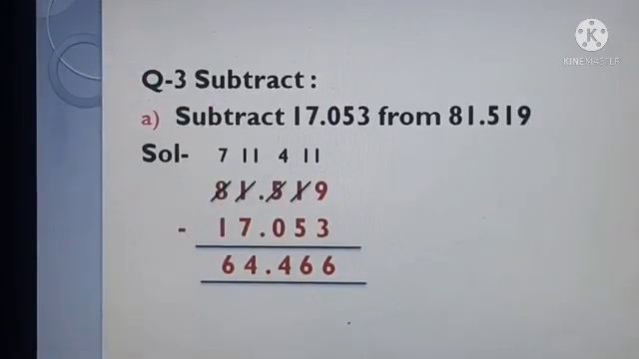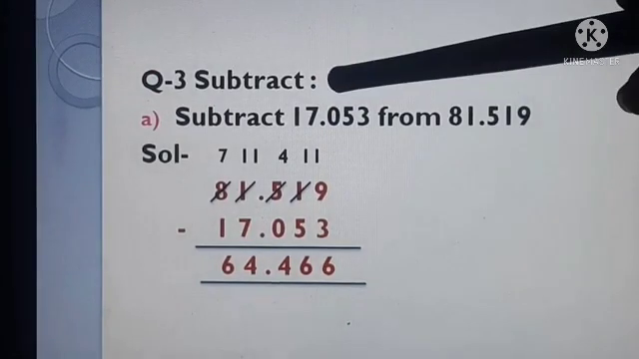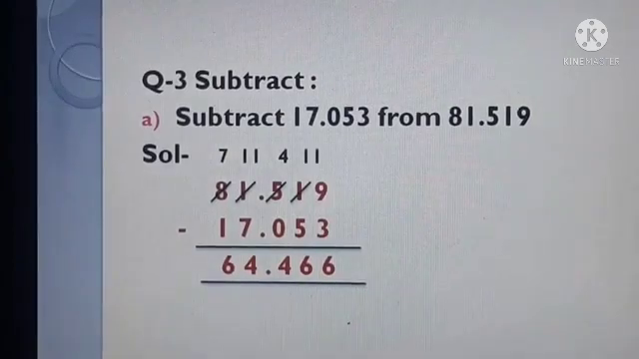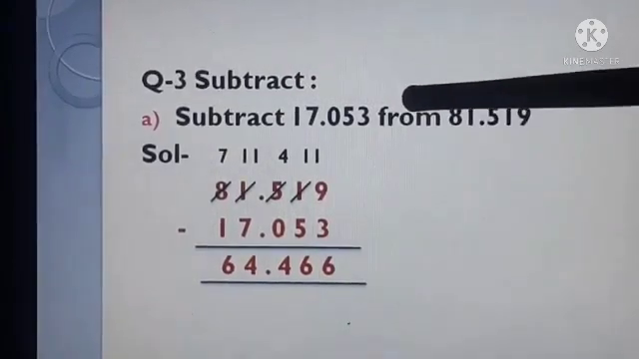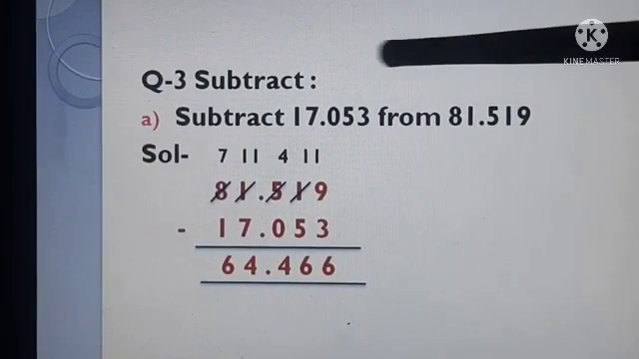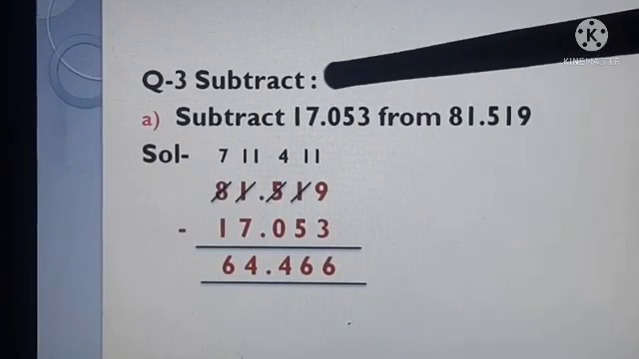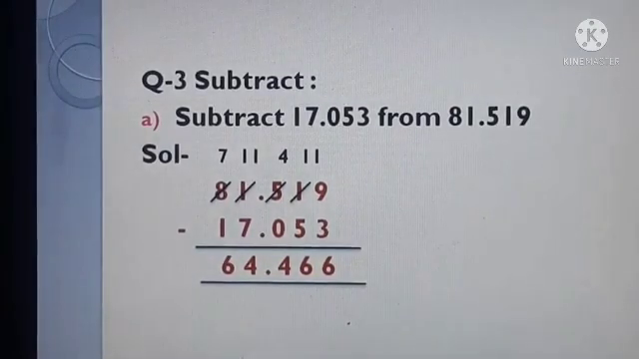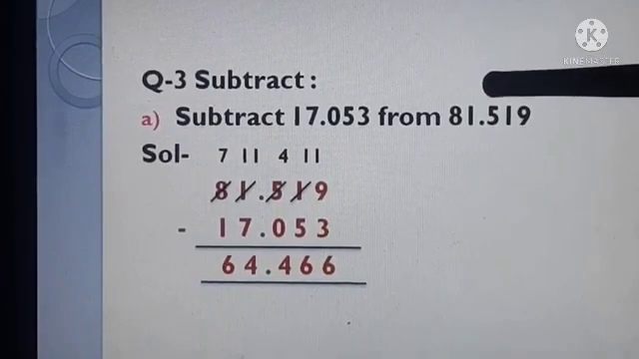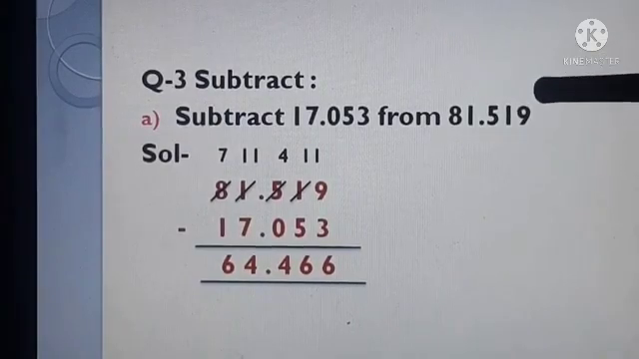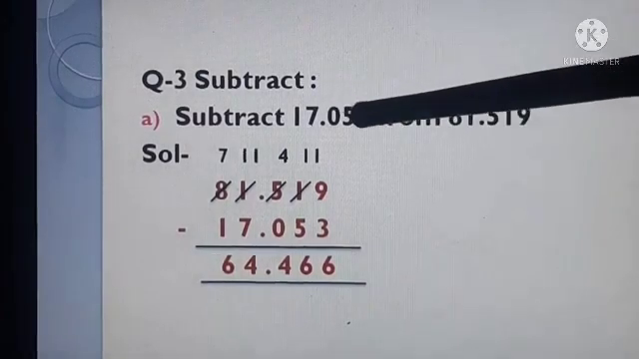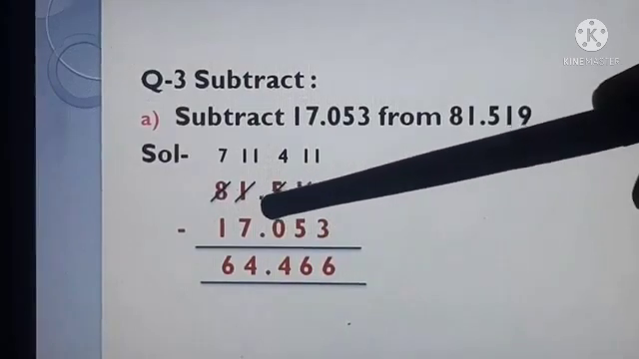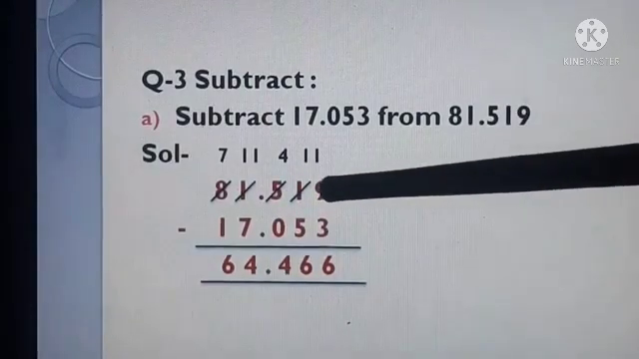Now question number 3 is subtraction. Subtract 17.053 from 81.519. So from is written, after that number is bigger, this one is smaller number. Simply understand, subtract 17 from 81, right? So we will write down this number first. 81.519 minus 17.053. So write down carefully in columns, decimal below decimal. Now subtraction will be there.